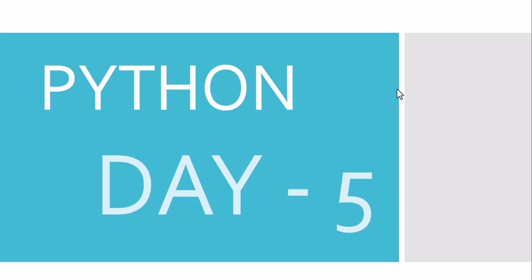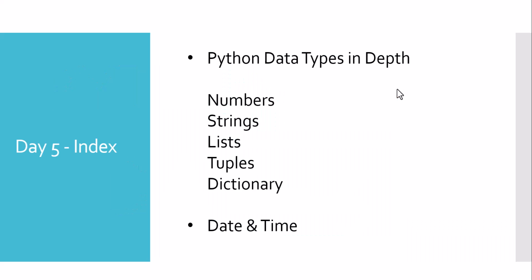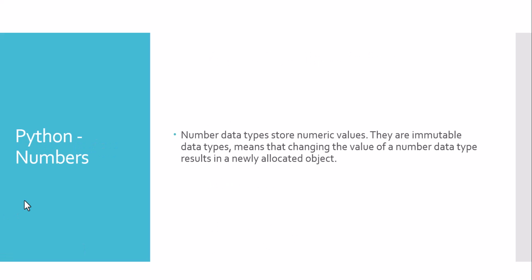Hello friends, in day 5 of the Python series we will cover in more depth all the data types of Python. We are going to cover an in-depth tutorial for numbers, strings, lists, tuples and dictionaries. These are the important data types of Python. Then we will also cover the date and time API. Let's get started, and firstly we will move to Python numbers.